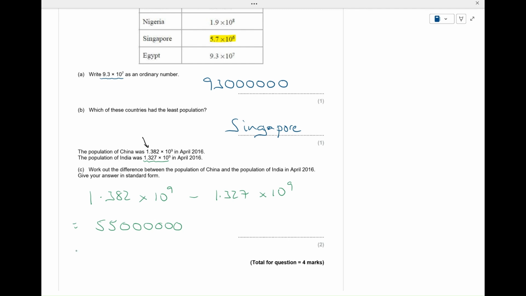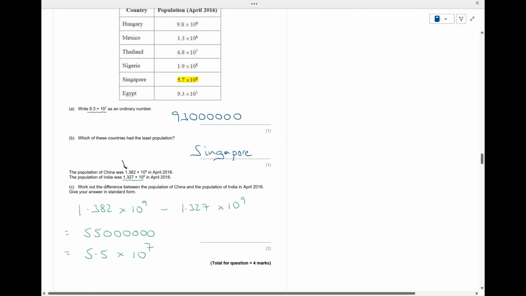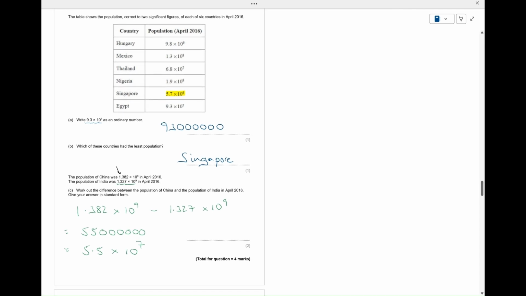Give your answer in standard form. 5.5 times 10 to the, count the jumps, times 10 to the 7. Question 13 done.